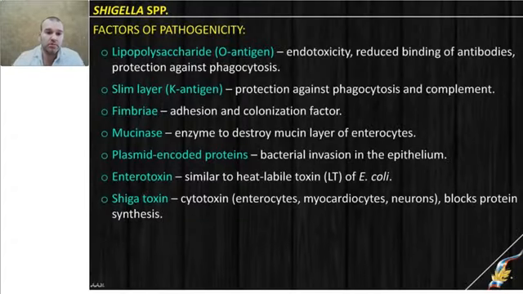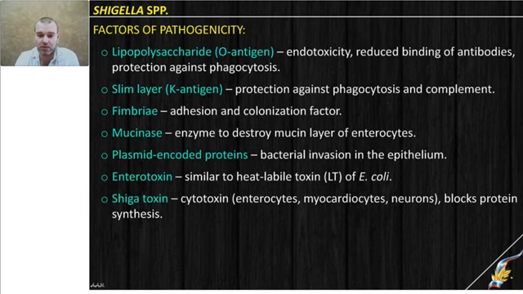To describe the pathogenic properties of Shigella, we need to remember that it is still a gram-negative bacterium, and it still has the same lipopolysaccharide in the structure of the cell wall, which acts as the O antigen, reduces binding of antibodies to bacteria, protects against phagocytosis, and when released into the systemic blood circulation, acts as a toxin. The bacterium is non-capsulated, but it has an analog which is called a slime layer, and in serological studies as well, it acts as a K antigen.